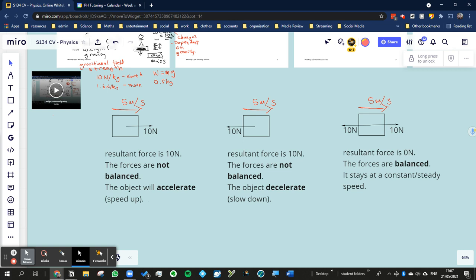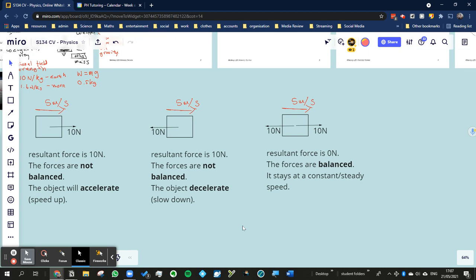So forces cause acceleration, but they can also cause deceleration. And that's if the force is going the opposite direction to the speed, to the movement. Okay? And so it decelerates, it slows down. But if the forces are balanced or the resultant force is 0, then it stays at a constant speed. It doesn't accelerate. Yeah? Okay?